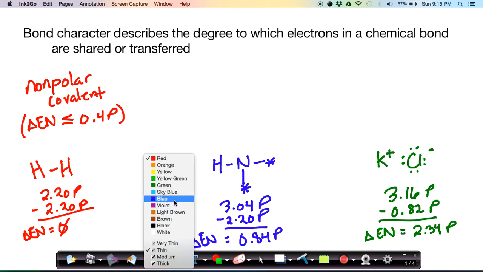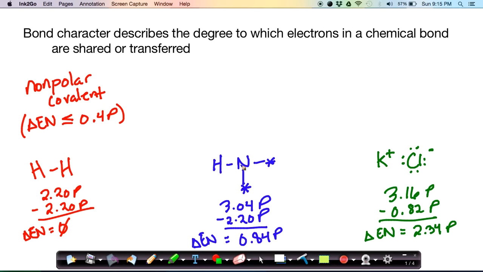So let's look at our second example here. We had a hydrogen-nitrogen bond with a higher electronegativity difference. It wouldn't fall into this first category of nonpolar covalent because its electronegativity difference is greater than 0.4 Pauling. So what do we call this type of bond? Well, it's referred to as a polar covalent bond. So here, the electrons can still be described as being shared, but they're not shared equally. One of the atoms in the chemical bond has a greater attraction for the electrons than the other.